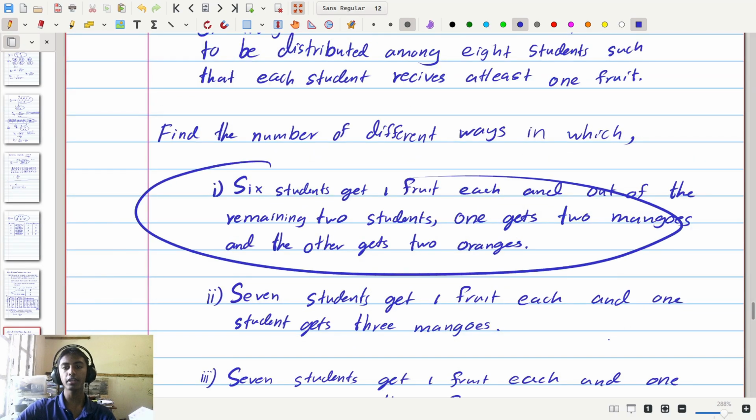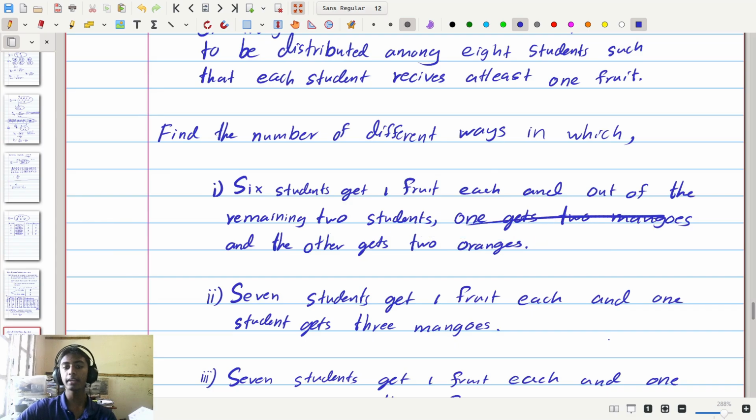6 students get 1 fruit each, and out of the remaining 2 students, 1 gets 2 mangoes and the other gets 2 oranges. So in order to solve this, we first need to figure out what our distribution is, how we are going to be giving these things, and how we can mathematically find the way that we are going to be giving them. So here we can see that one guy gets 2 mangoes and one guy gets 2 oranges, and everyone else, which means the rest of the people, do not have any special relationship between each other. They can be taken as being exactly the same, but one guy is special in that he gets 2 mangoes, another guy is special in that he gets 2 oranges.